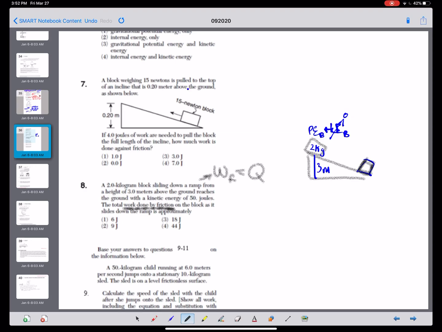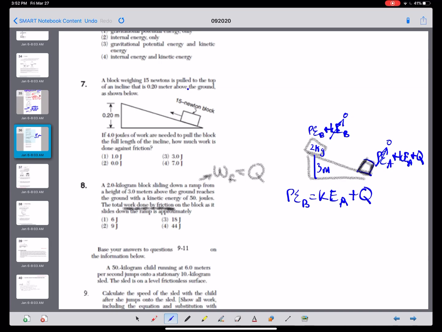All right. At the bottom, we have PE after plus KE after. And don't forget that good old Q. Now, it's at the bottom. There is no potential energy because there's no height. So we're setting our PE before equal to our KE after. You're seeing this a lot. I think this is 3 in a row. This seems to be a trend. They like to do this a lot.